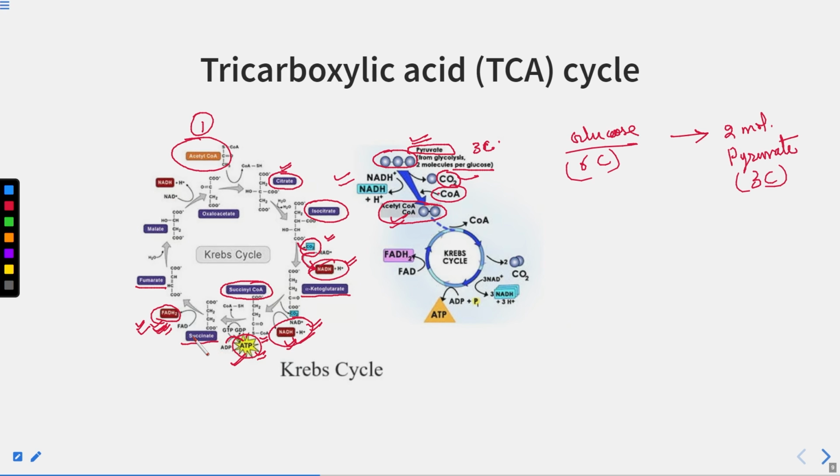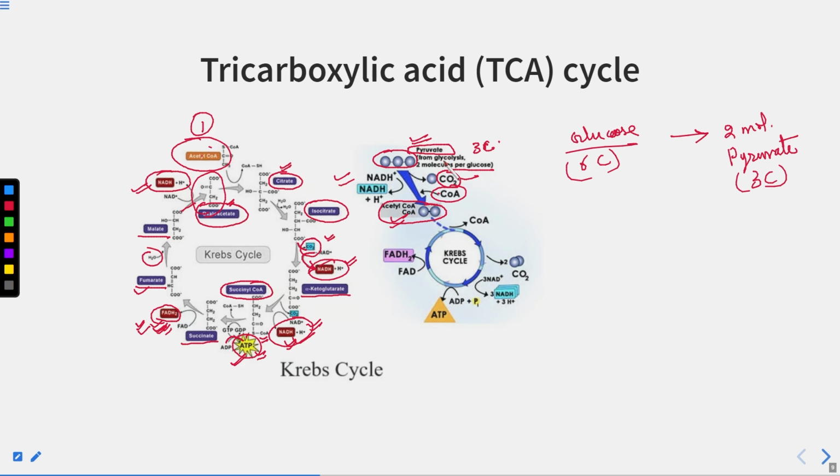After succinate, fumarate is formed by giving out FADH2, and there is a hydration reaction, then it will form malate. And malate will form another NADH2, a reduced coenzyme, and then the last compound, oxaloacetate, is formed. Now this oxaloacetate will combine with the incoming acetyl coenzyme A and it will form citrate.